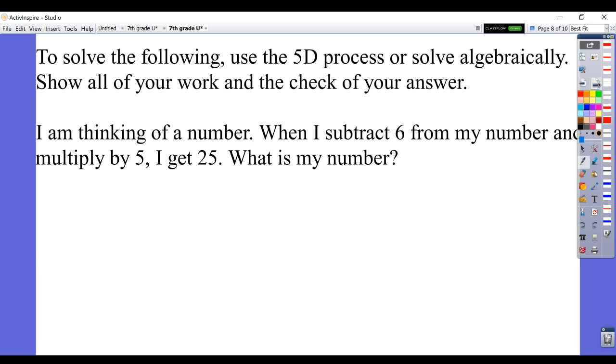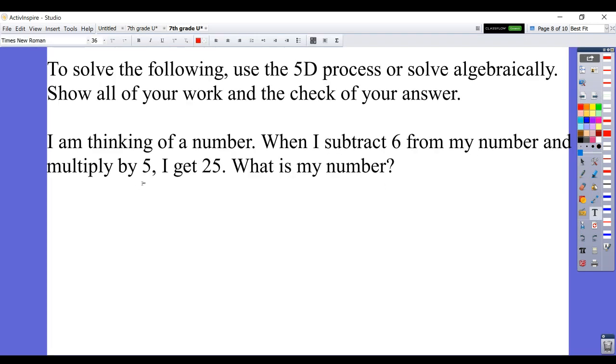So it says, I'm thinking of a number. When I subtract 6 from my number and multiply by 5, I get 25. What is my number? Now, at this stage in the game, I would probably do it algebraically, but you still need to define your variable. You're still going to need to show your work. You're still going to need to show your check.